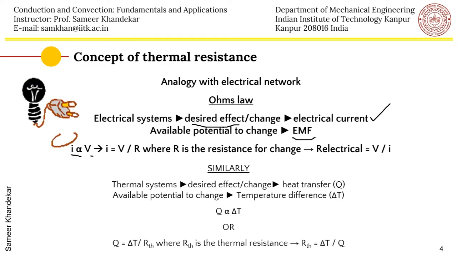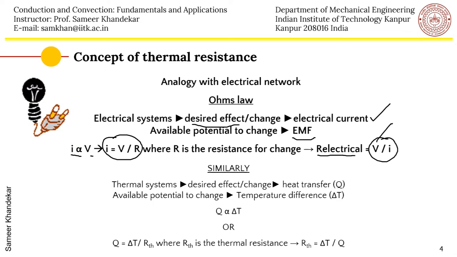And of course, in the denominator will come the resistance. And this is what we call the electrical resistance, which we write as the potential to change divided by the desired change. So R electrical is equal to V upon I.